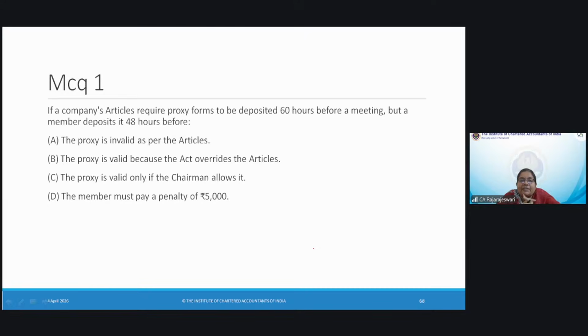You tell me: if the company's articles require proxy forms to be deposited 60 hours before a meeting, but a member deposits it 48 hours before, what is the situation? The proxy is invalid as per the articles. The proxy is valid because the Act overrides the articles. The proxy is valid only if the chairman allows it. The member must pay a penalty of 5,000. So, what will be the correct answer for this?